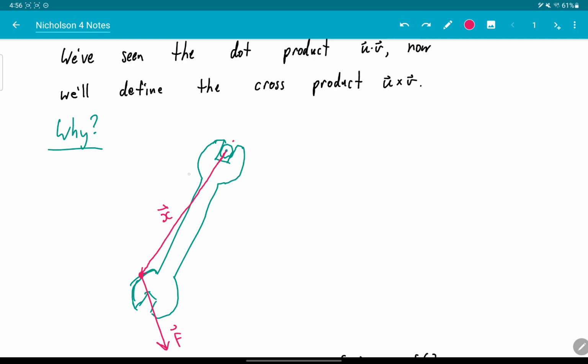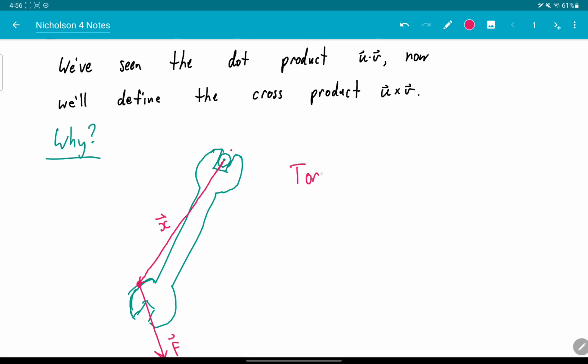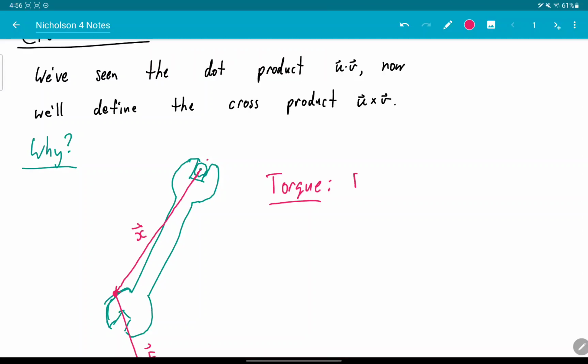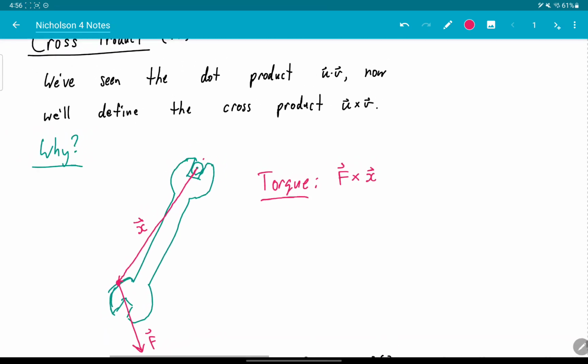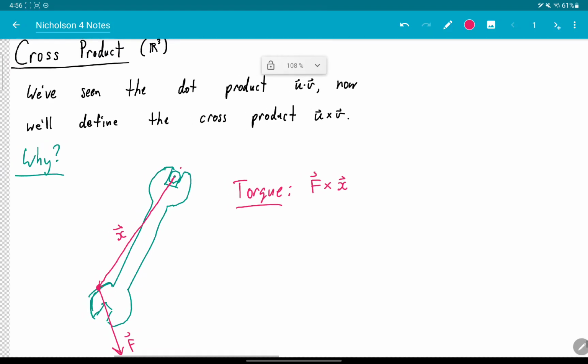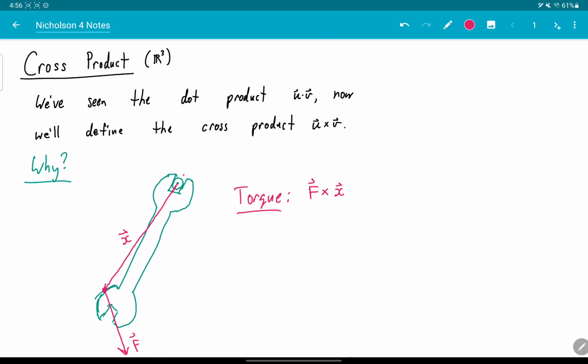Okay, it's going to depend on your X, and it's going to depend on whether your force is going in the best direction. And it turns out that torque, in the 3D case, is going to be the force vector cross product with the distance vector there. So we're going to use the cross product for torque in R3. Okay, important, maybe underline this again. R3 is the only place where the cross product exists. It does not exist in R4 or R2.